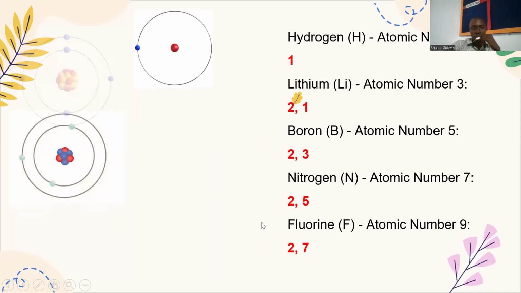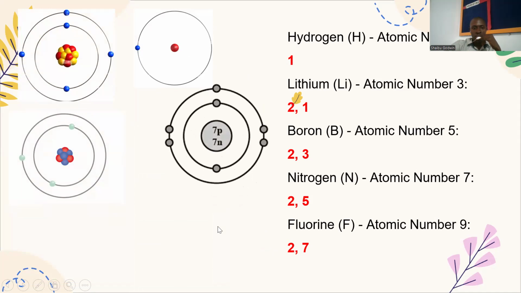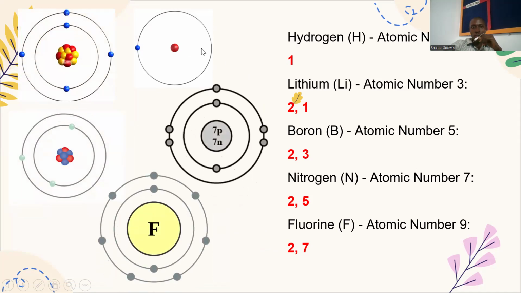Okay, how are these electrons distributed? For example, this is the atom of hydrogen. As you can see, this is the nucleus, and then this is the one electron in the K shell orbiting the atom. This is the atom of lithium. It has 3 electrons in all. The K shell will take 2, as you can see, and then the L shell will take the remaining 1.